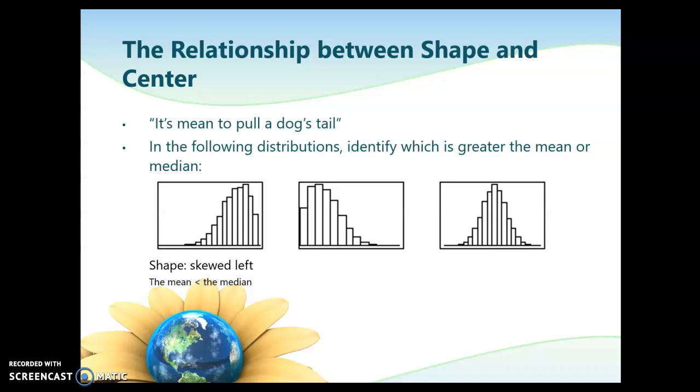In the skewed right distribution in the middle, the mean is going to be pulled upwards towards that tail to the right, meaning the mean is going to be greater than the median. And in our symmetric distribution to the right, the mean and median should be about the same. They won't necessarily be exactly the same, but they should be about the same.